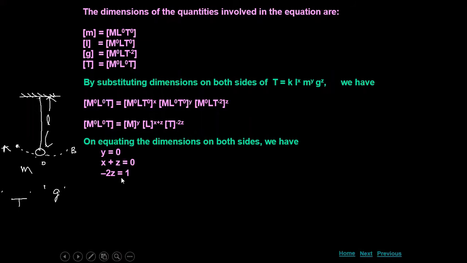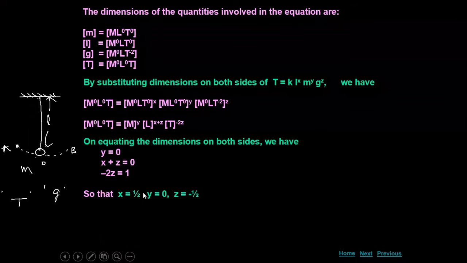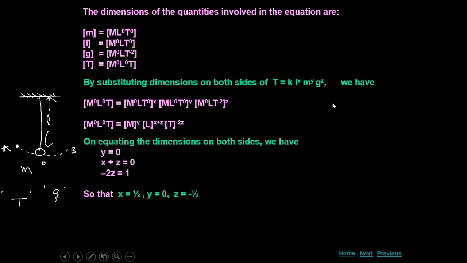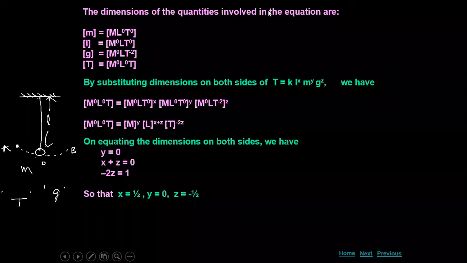Now from the last expression I will take z. What do we get? Minus 1 by 2. So z is equal to minus 1 by 2, and we substitute that in this. What are we getting here? Just hold on, just a minute. z is equal to, we got it as minus 1 by 2.